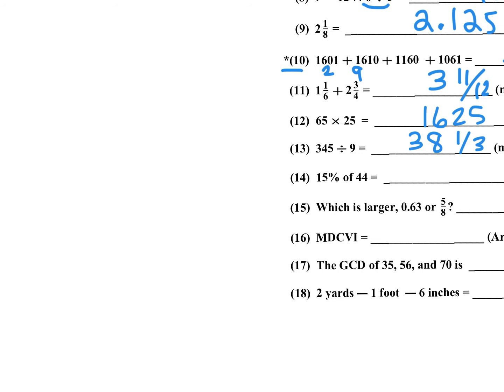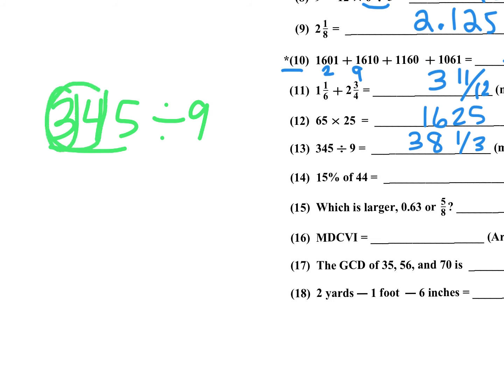So the answer here should be 38 1/3. So for number 13, if I'm dividing 345 by 9, the sum of the digits gives you the remainder. So I did 3 plus 4 plus 5, that's 12. 12 divided by 9 is going to be 1 1/3. So I'll have the 1/3, and I carry a 1. So 3 plus 4 is 7, plus the 1 is 8. And then I just bring down the 3. So that's how you divide by 9.